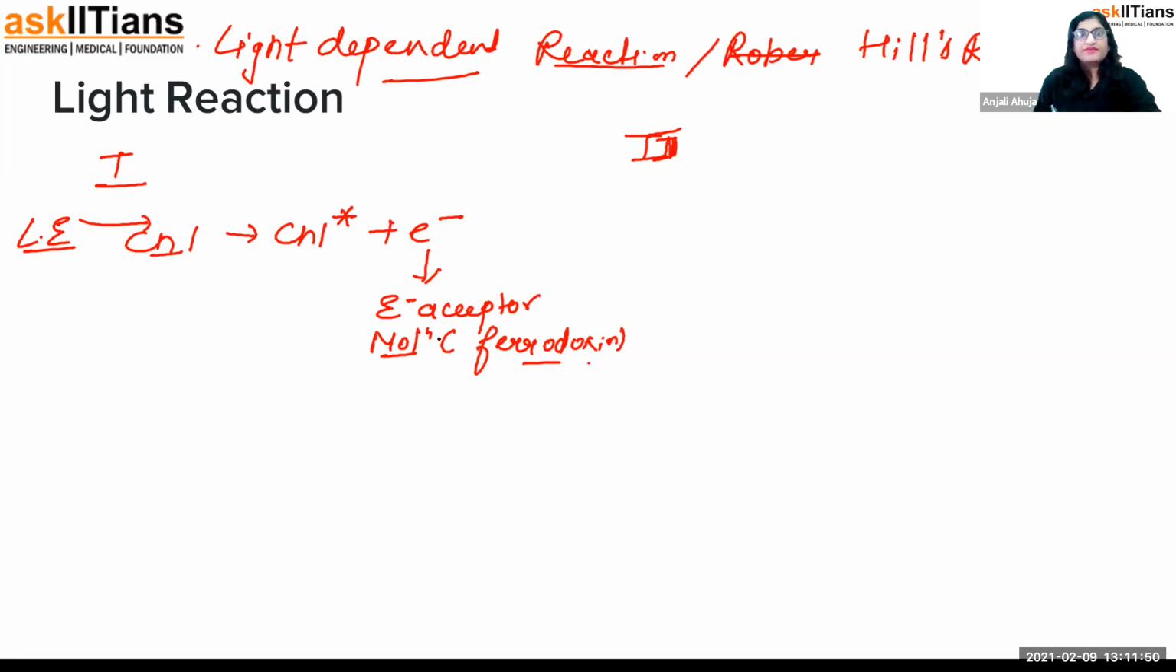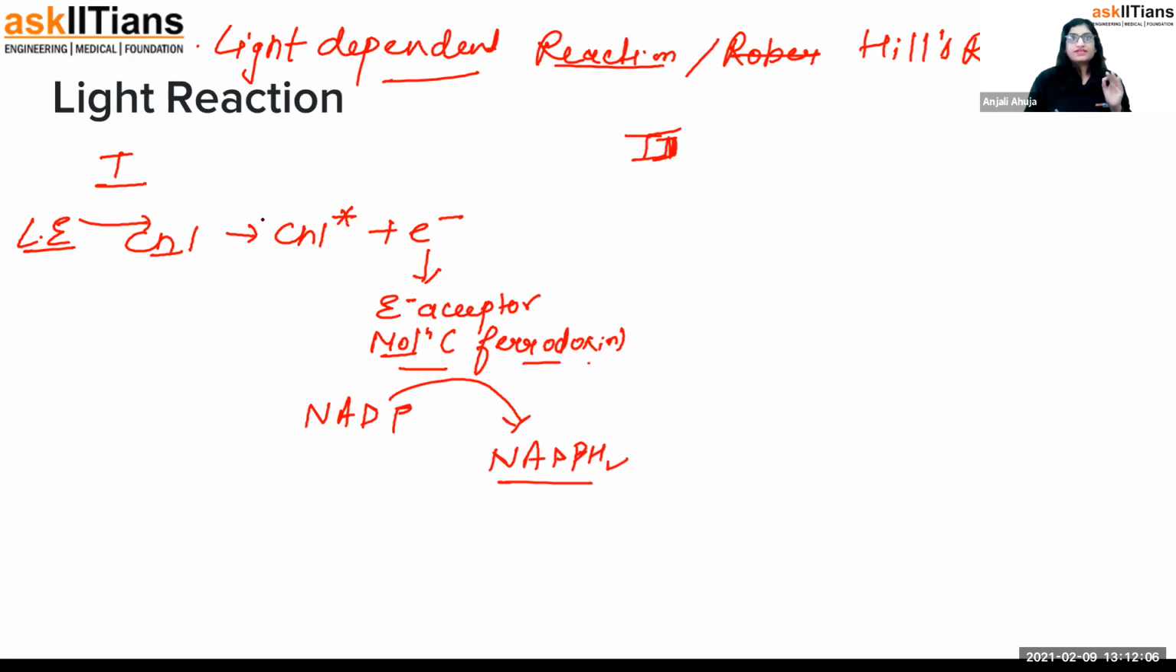And ultimately, this electron, through a number of molecules, is going to be taken up by the NADP and it is going to help in the formation of NADPH2. Now understand this, okay? Light energy is falling onto photosystem one, where the chlorophyll molecule gets excited, electron is released, this electron is taken up by the electron acceptor molecule and that further helps in formation of NADPH2 from NADP. Now guys, NADP needs hydrogen as well to form NADPH2. So stay connected, you'll get to know from where this hydrogen is coming.